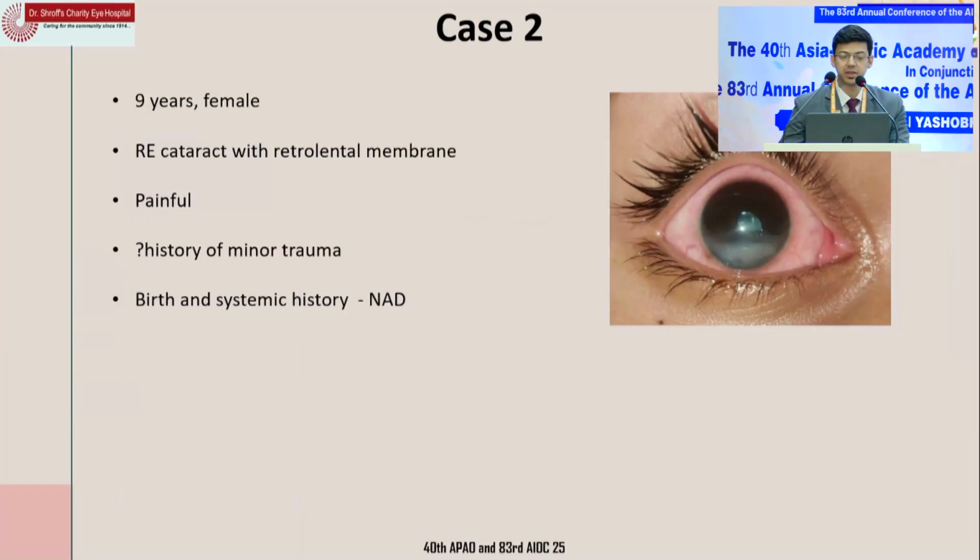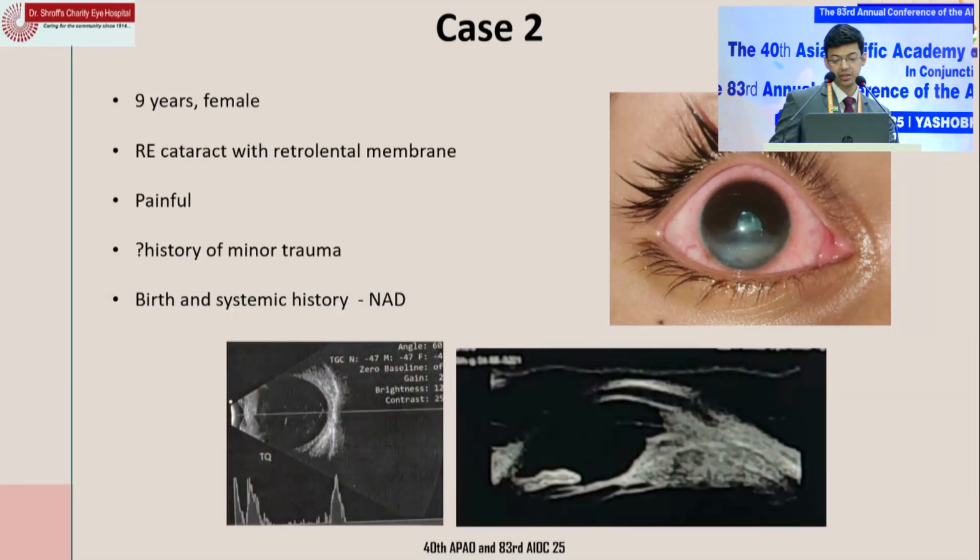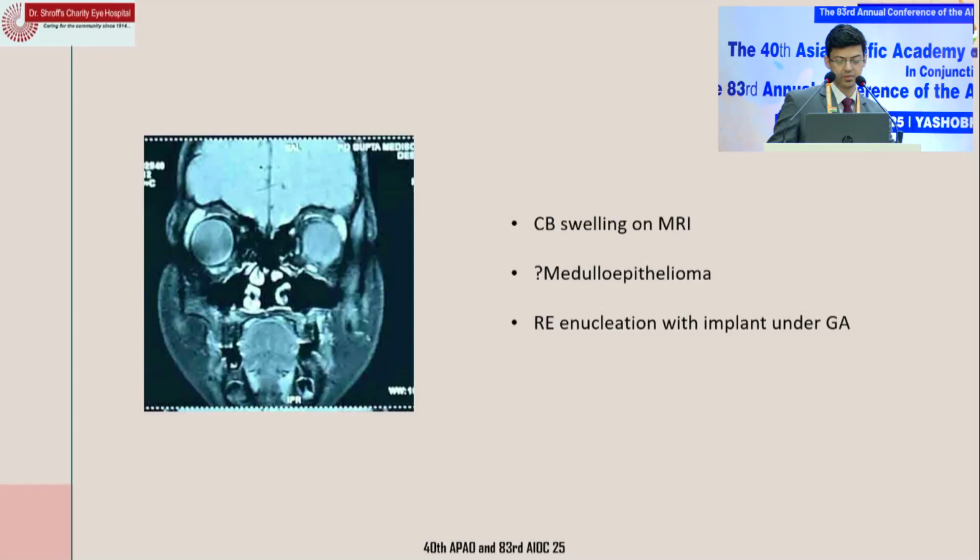This is another interesting case of a 9-year-old female who presented with right eye cataract with a retrolental membrane, which was painful, and there was a dubious history of trauma. There was no other relevant history. The B scan was normal, but on ultrasound biomicroscopy you can see infiltration of the iris and the ciliary body and a mass lesion sitting there. In view of the mass lesion, further imaging was performed. The MRI is not very representative here, but there was a ciliary body swelling, and a probable diagnosis of medulloepithelioma was made, and the eye was enucleated.